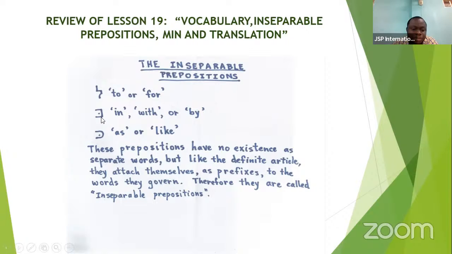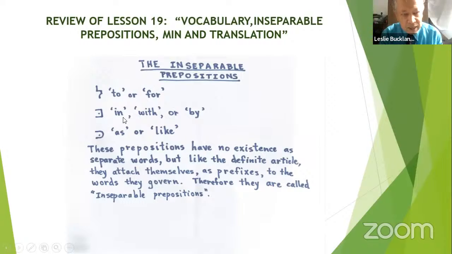Okay, so Beth, you would also have the simple shawah underneath it. Be, meaning in, with, or by. Kaf, you would also have the simple shawah underneath it, and it would mean either as or like. And you have seen that these prepositions don't stand by themselves in a sentence. They have to be attached to a word. So they don't stand alone. They are attached, and this is why they're called inseparable.